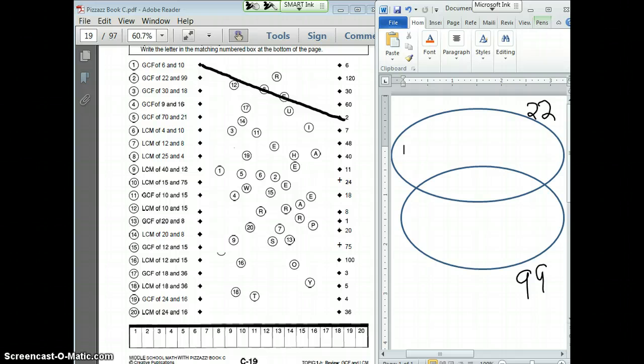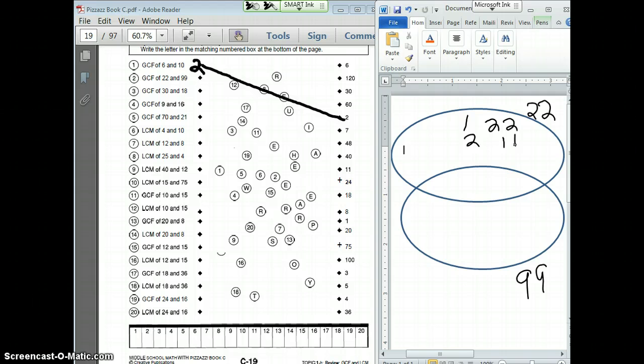All right, so we had 22 and 99 for our next one. Oh, and I did ask you to write a 2 here. 22 and 99. Factors of 22 and 99. 1 is always a factor, and we know that will be common. 1 and 22. 2 and 11. Not 3, not 4, not 5, or 6, or 7, or 8, or 9, or 10, but then we get back to 11.